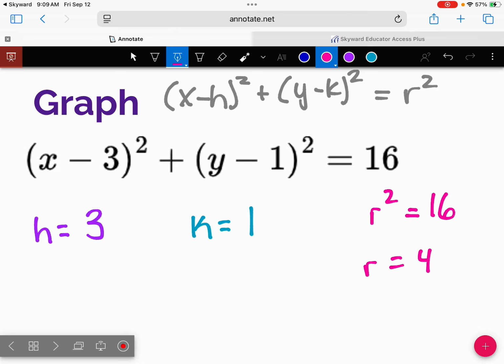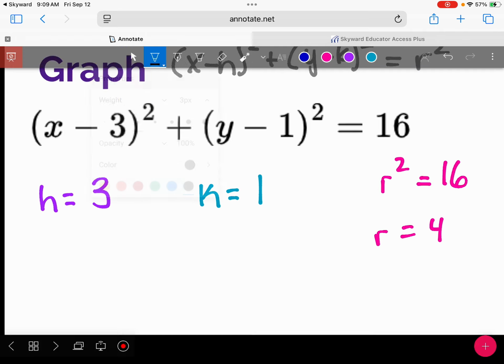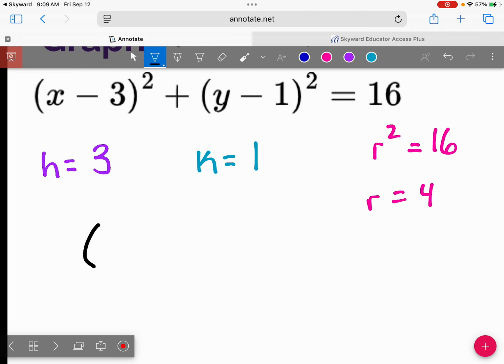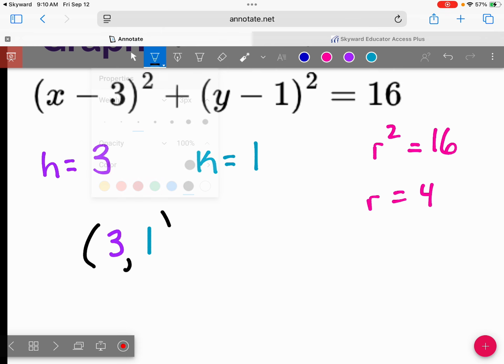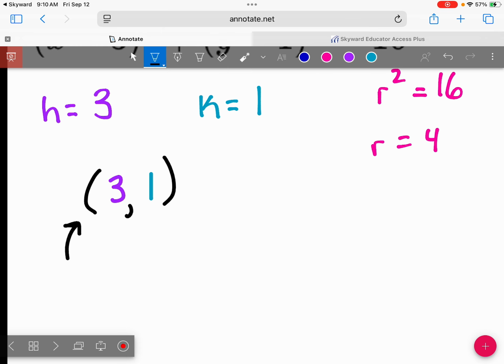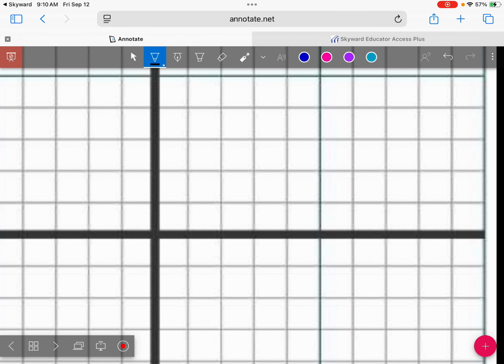So that means we know where our center is. Our center is going to be at the point HK, or the point 3, 1. So this is our center. That's where we're going to start. We're going to start at the point 3, 1. So I'm going to plot the point 3, 1.